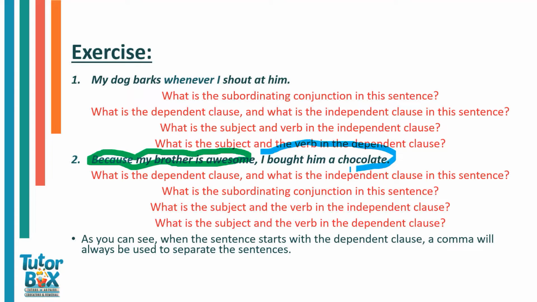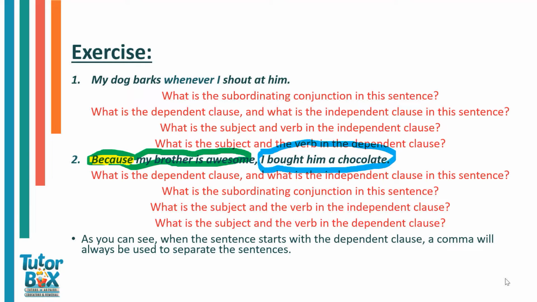Now look for the subordinating conjunction in the sentence. The answer for this question is because. So that little because in the yellow is the subordinating conjunction in the sentence. Now looking at the independent clause, which is I bought him a chocolate, the subject in this sentence is I, and the verb in the sentence is bought. This is because bought is an action and therefore the verb, and because I am performing this action, I am the subject. So the subject in this example is I.